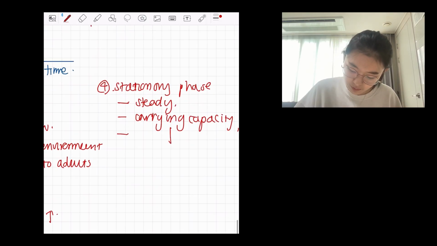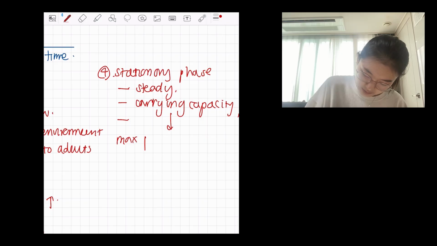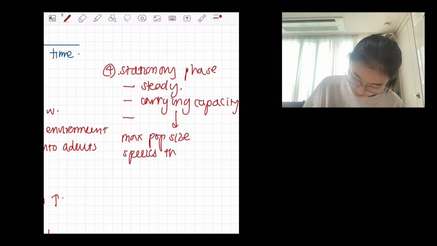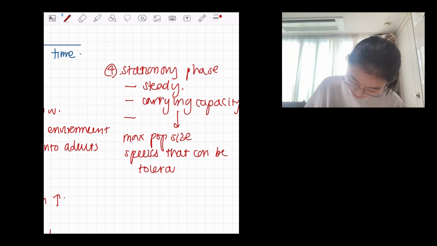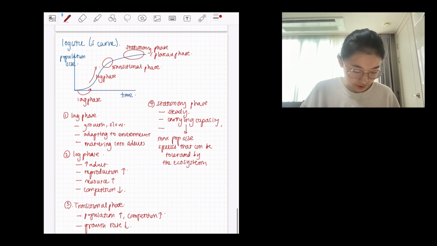And to provide a more clear definition of carrying capacity, it is the maximum population size of a particular species that can be tolerated by the environment, more specifically by the ecosystem, I guess. And that is where we are in terms of the logistic curve.